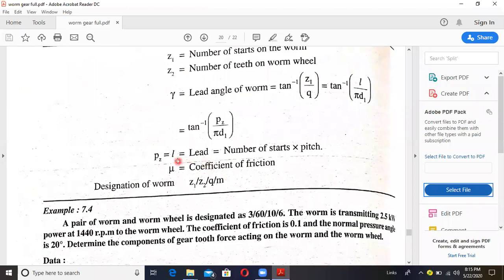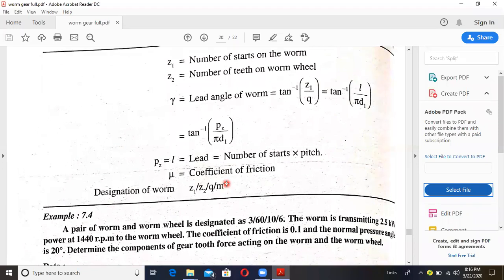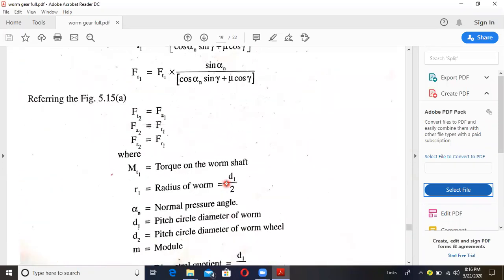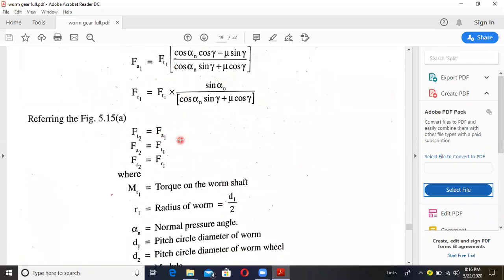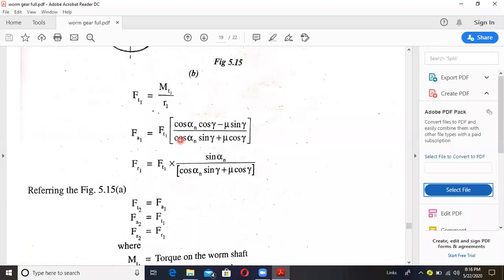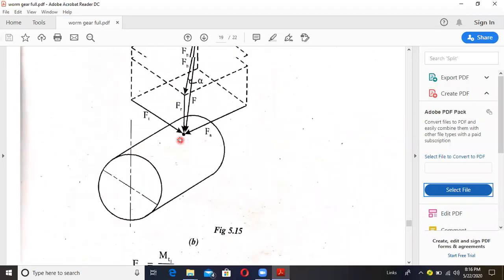Where Pz is equal to lead, that is equal to the number of starts into pitch, and alpha you know, and the coefficient of friction. The designation of the worm is always represented as: the first term is Z1, the second term is Z2, the third term is Q, and the fourth term is the module M. So these are the notations and these are the formulas we are going to use to calculate the forces acting on both the worm and the worm wheel.